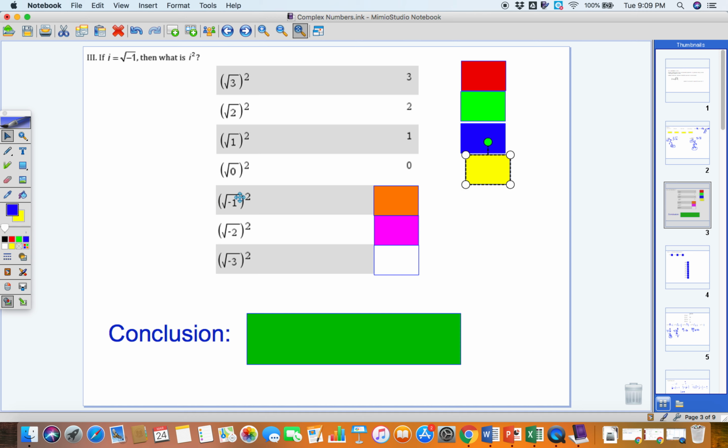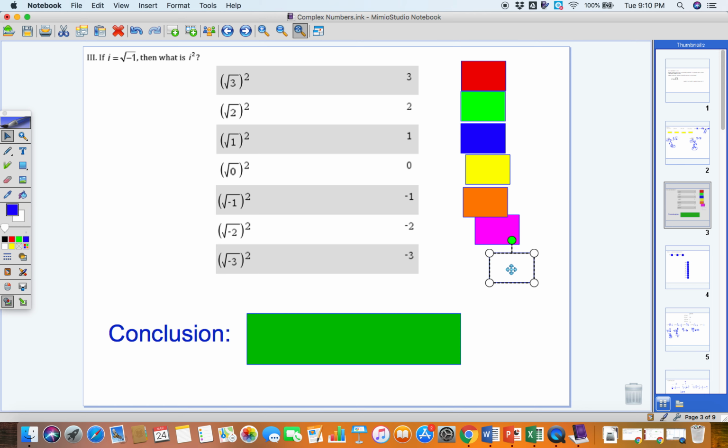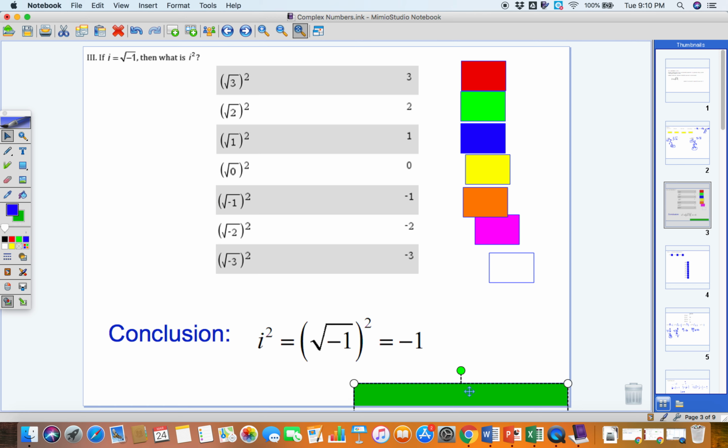Hopefully you've picked up on the pattern now, and so you realize that the square root of -1 squared should in fact be -1. The square root of -2 squared is -2, and the square root of -3 squared is -3. You see the pattern. So the conclusion that we can draw here about i squared, if i is equal to the square root of -1, so that would be this squared, then it's -1. So i squared is equal to the square root of -1 squared. Therefore, i squared is equal to -1.